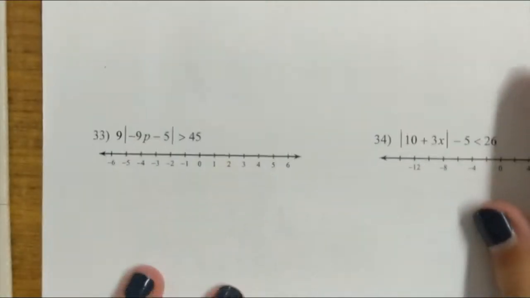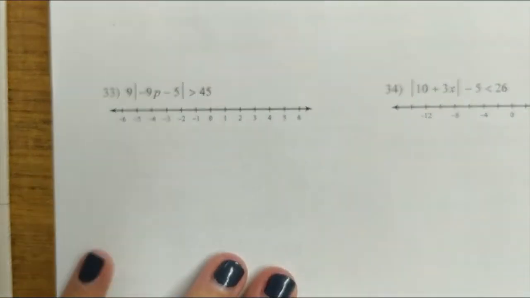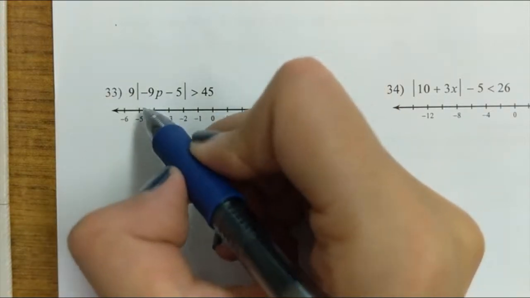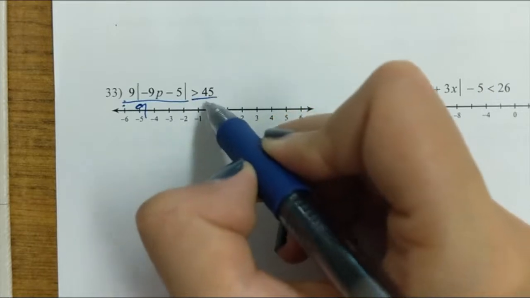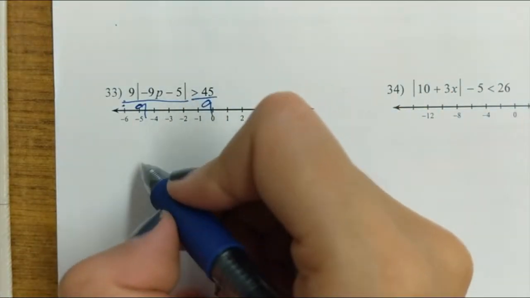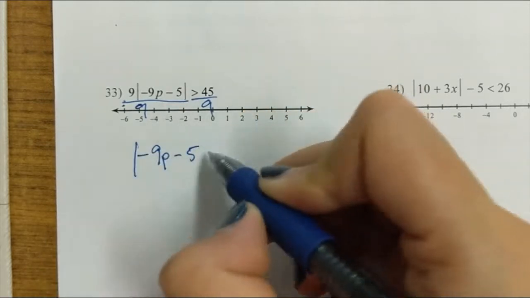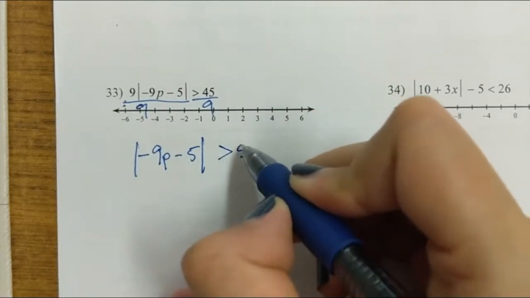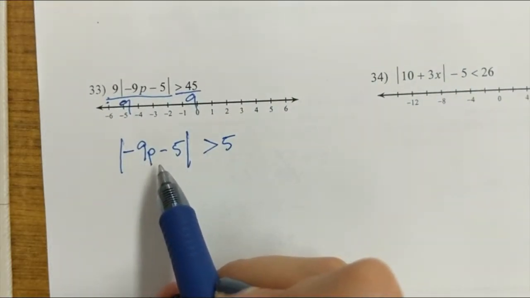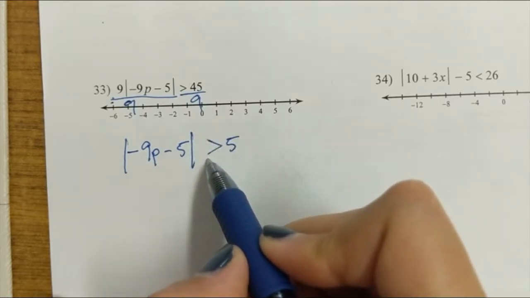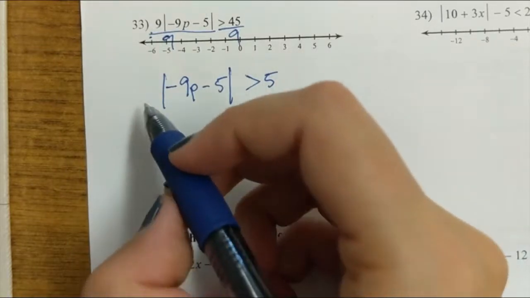And write it accordingly. All right. I'm going to do 33 and 34 because they look like the harder versions. All right. First, isolate the absolute value. So 9 is being multiplied by the absolute value, so we divide both sides by 9. Is the absolute value isolated? Yes. Is this an and statement or an or statement? Greater than means it's an or statement. So write it as separate.